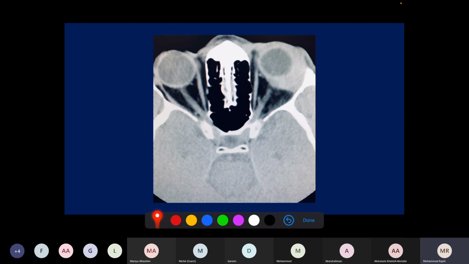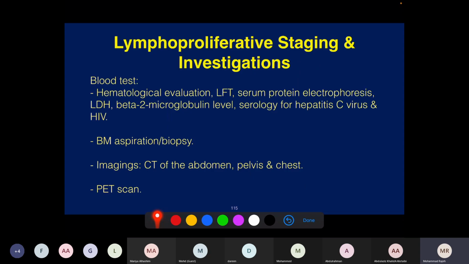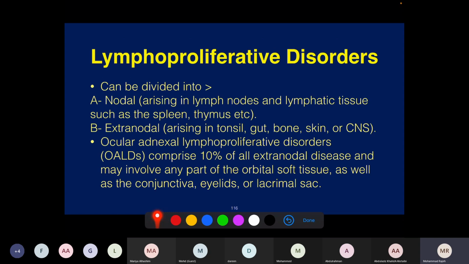Now, the most striking feature of this is it's not causing angulation or compression or displacement. It's molding around the globe. So right away, you're going to think about lymphoproliferative disorder. You're not going to say lymphoma right away. You have to say lymphoproliferative, and based on the biopsy, you will know which type.